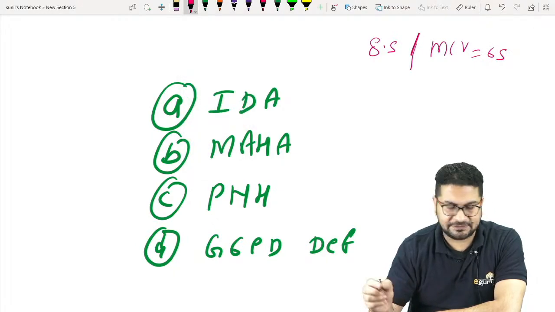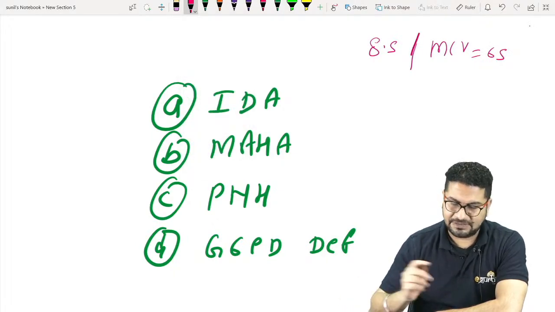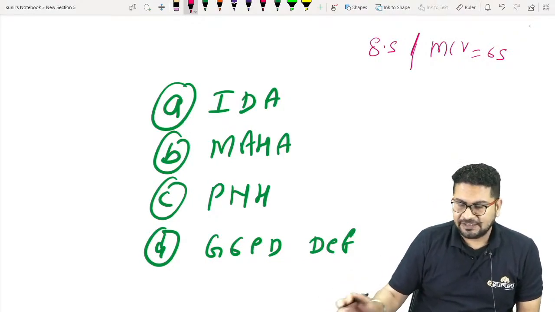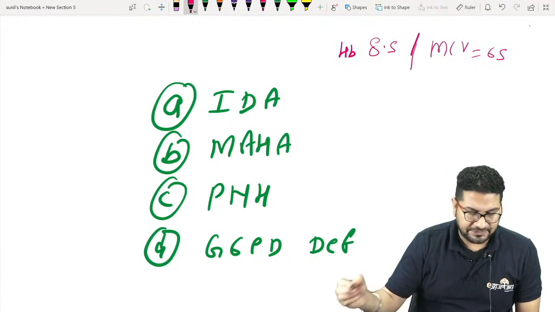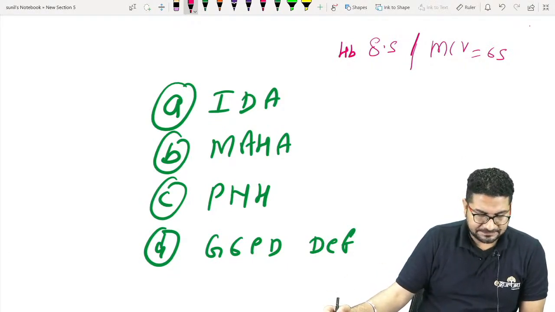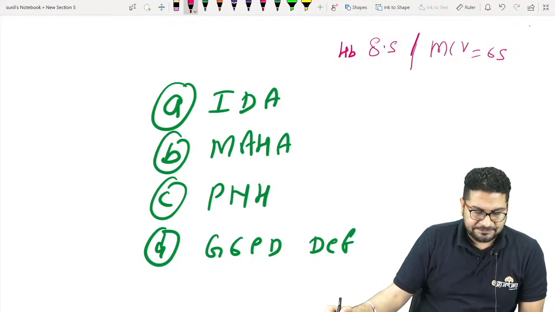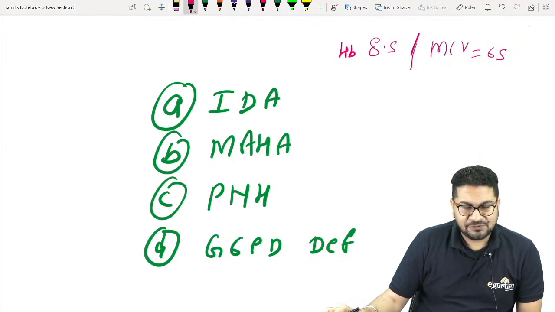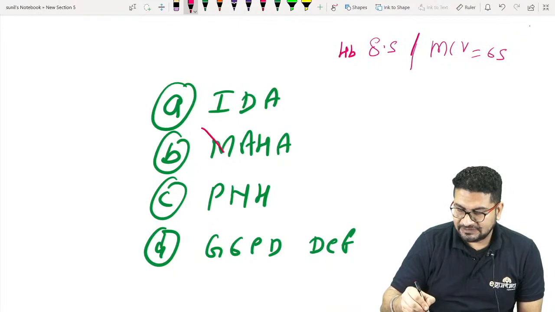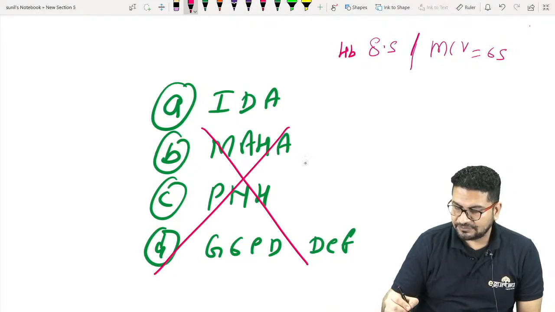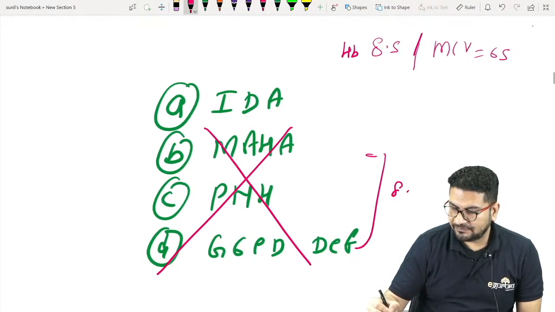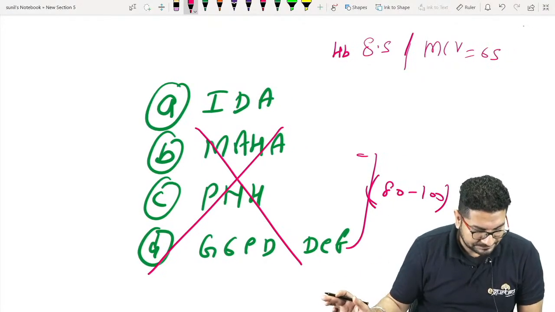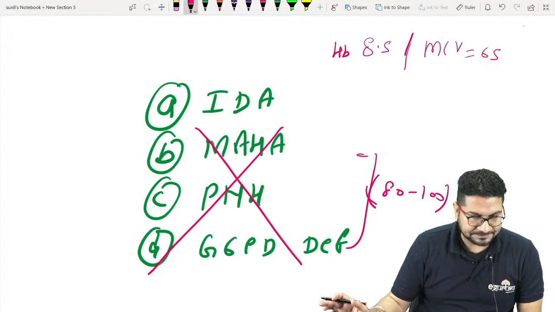So understand this. Try to answer. MCV 65, and hemoglobin is 8.5. Tell me the answer. It is microcytic hypochromic anemia. You should remember, Sheetal, so these three cannot be the answer. Why? Because in these three, MCV will be in the range of 80 to 100. Am I clear? 80 to 100.